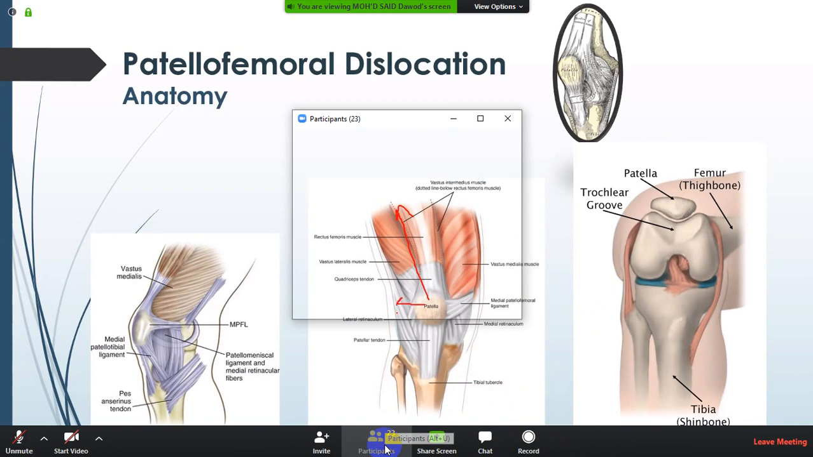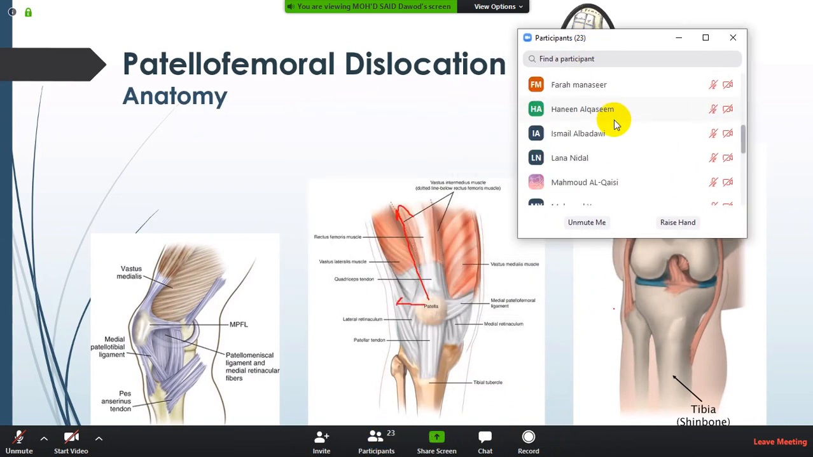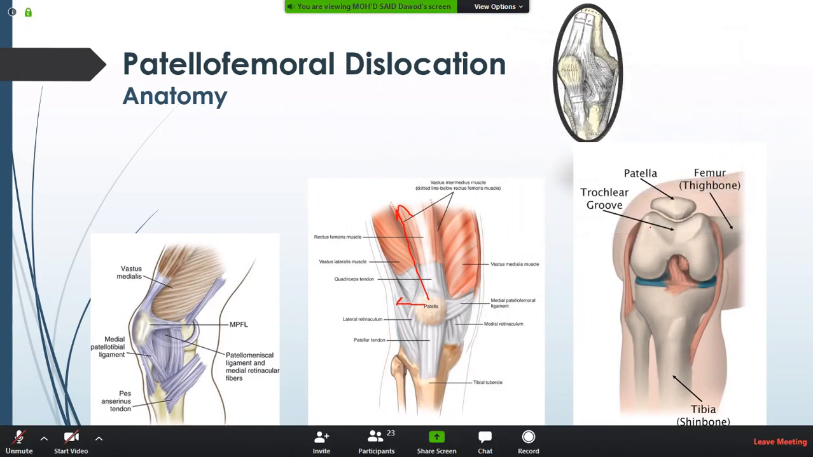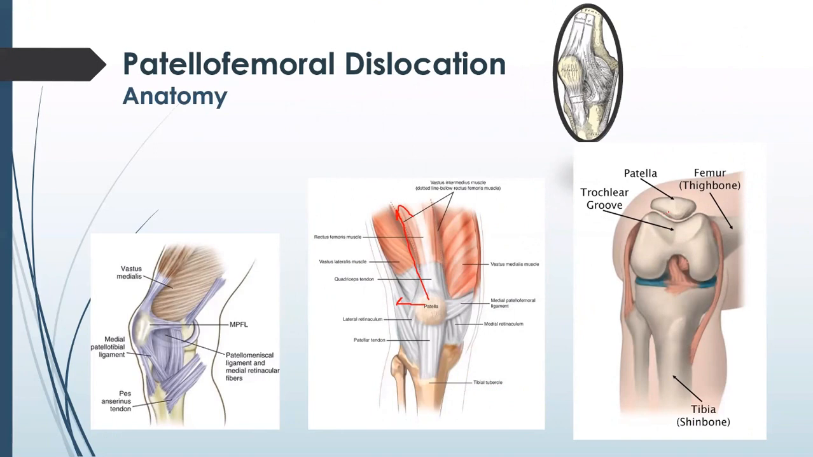What prevents the patella from dislocating on the other side? We have multiple items. We have the femur, as we know the lateral femoral condyle is more prominent anteriorly, so it will prevent the patella from going laterally. What also prevents the patella from going laterally are the ligaments, the medial patellofemoral ligament, the medial patellotibial ligament, and the medial retinaculum. These contribute to the stability of the patella.